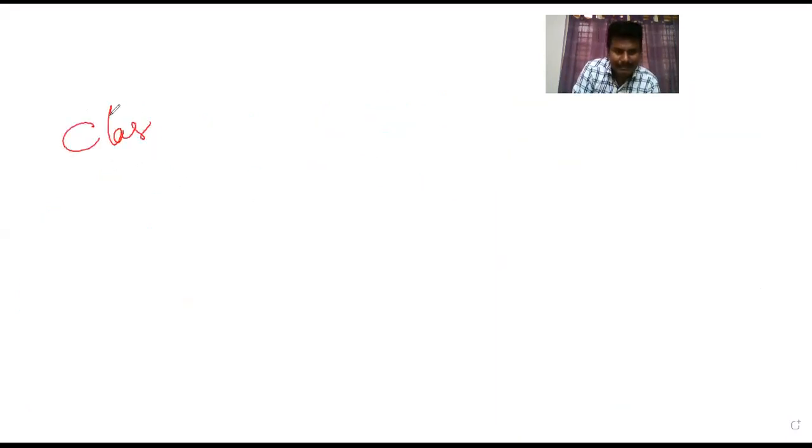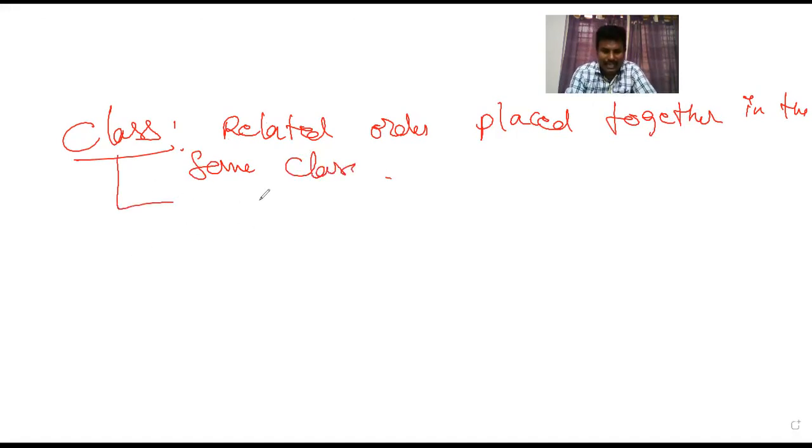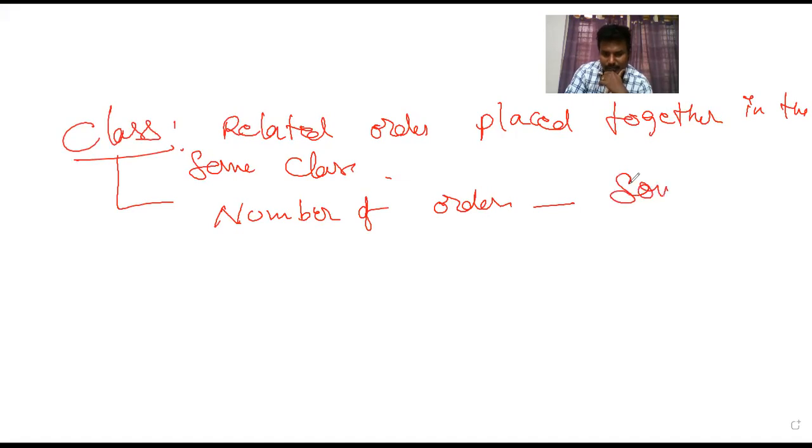Next, class. Here, the related orders are placed together in the same class. Each class has a number of orders, and the orders are related together by some common features.